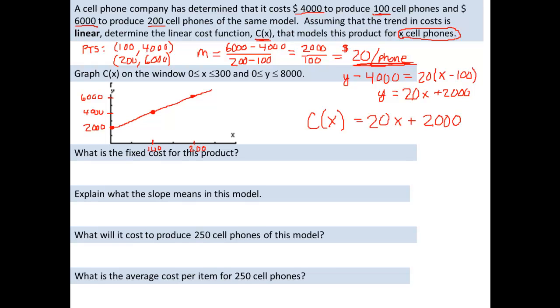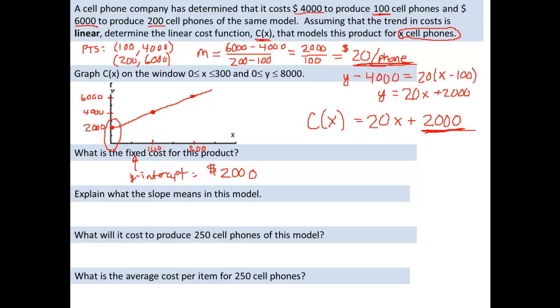The fixed cost is what it costs to produce 0 phones, and you can see that right here. That's the y-intercept. So fixed cost corresponds to the y-intercept. In this case, the cost to produce 0 phones is $2,000. You say, how is that possible? Well, I still have to turn on the lights in the factory and pay the janitor and all of these kinds of things before I ever produce a single phone.